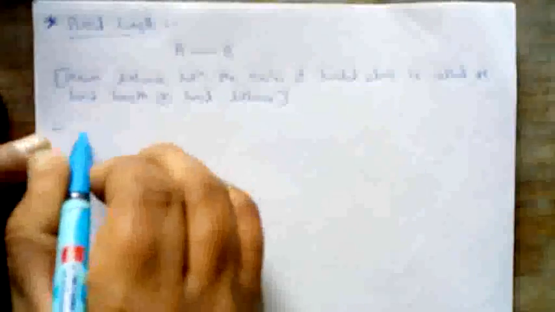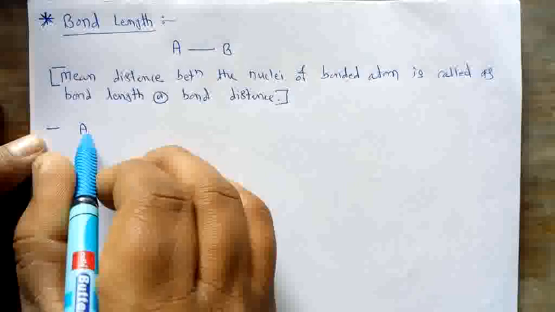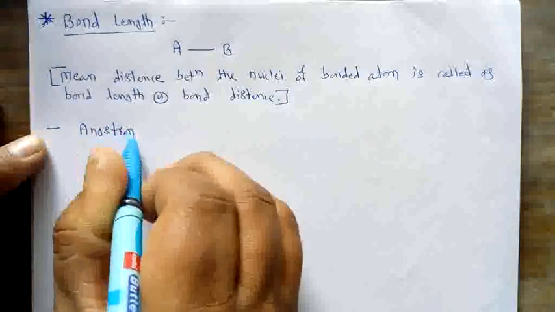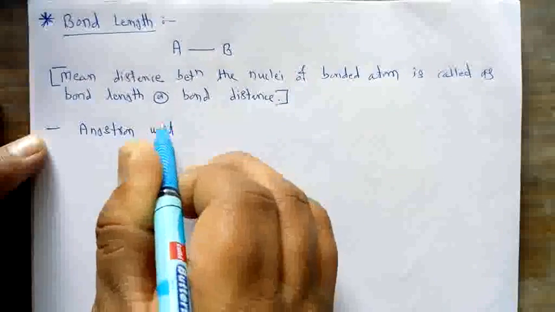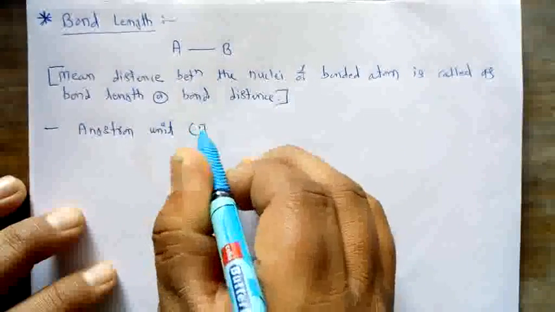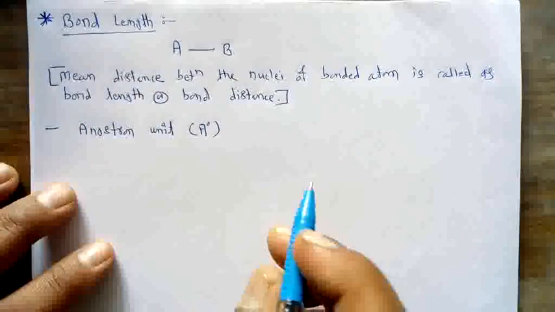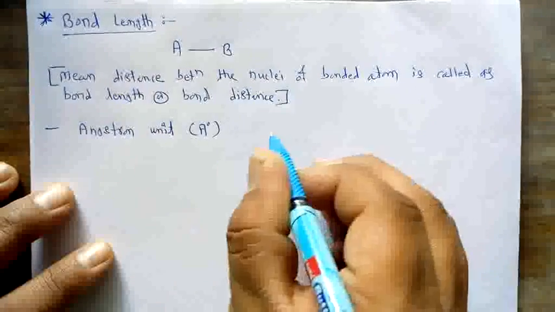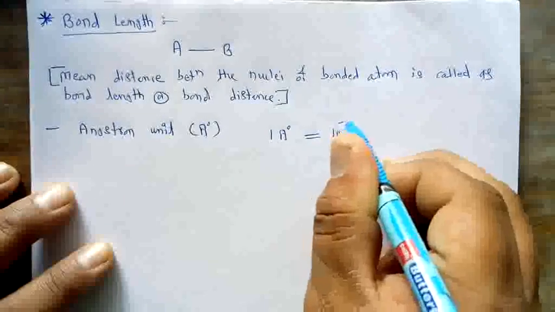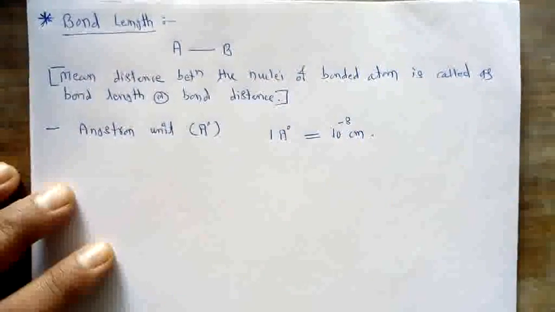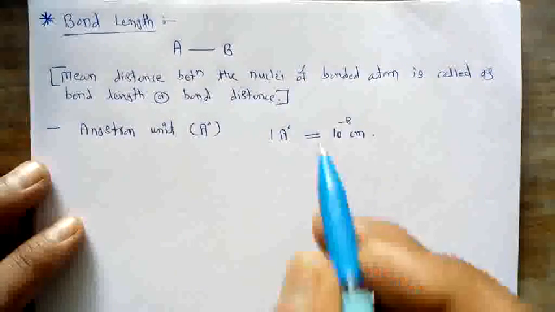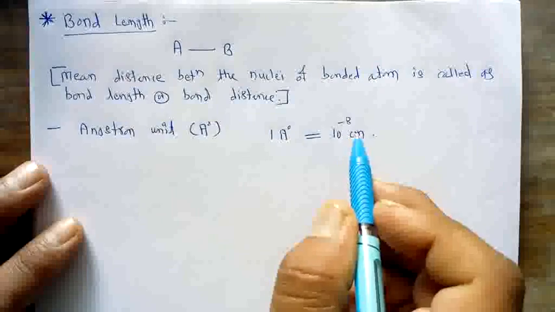This Angstrom unit is the unit for this bond length. One Angstrom unit is represented by the sign A with a zero superscript. So one Angstrom unit is equal to 10 raised to minus 8 centimeter. So the unit for this bond length is the Angstrom, and 1 Angstrom is equal to 10 raised to power minus 8 centimeter.